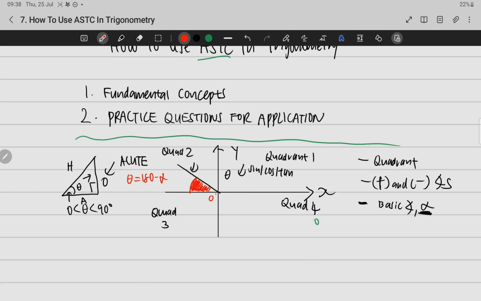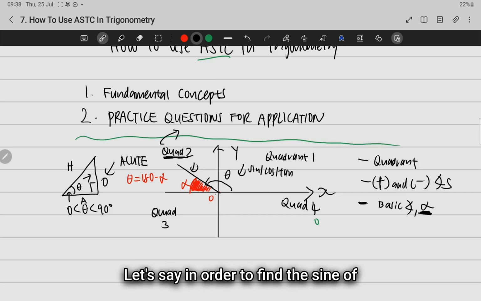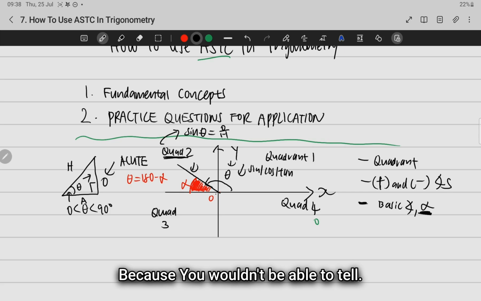Now, as I said earlier, this is theta, this is the basic angle. So in order to find, let's say in quadrant 2, let's say in order to find the sine of theta in quadrant 2, we cannot directly use O over H, because you wouldn't be able to tell. That's why in quadrant 2, we will use the basic angle as reference. We will reference to the basic angle.